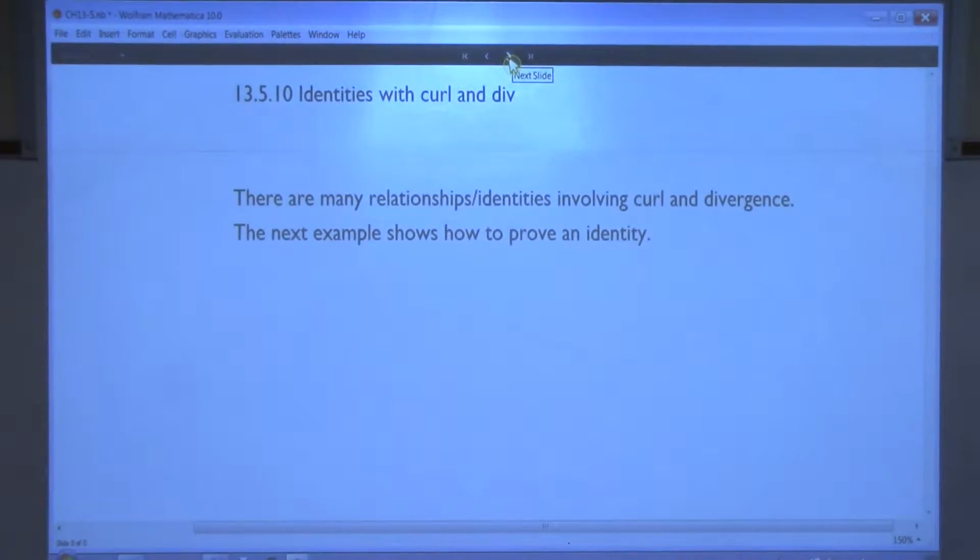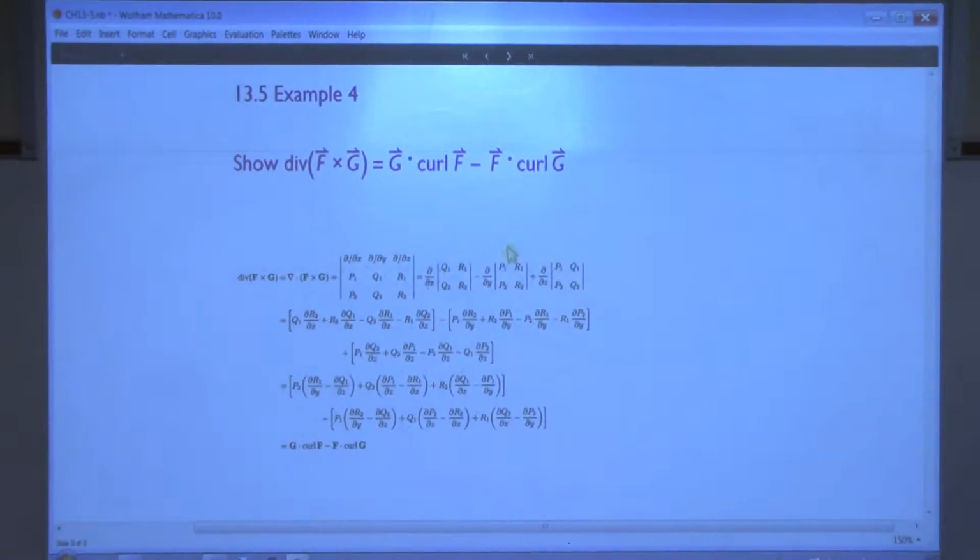Now there are a bunch of identities with curl and div, and I have one here that I'm not going to work through. I just want to show you the basic idea behind it. If you take the div of the cross product of two vectors, it's equal to g dot curl of f minus f dot curl of g. And this is an identity.